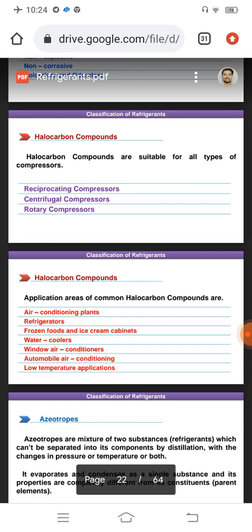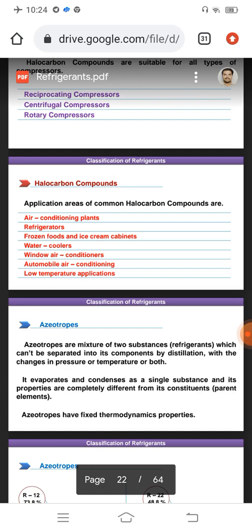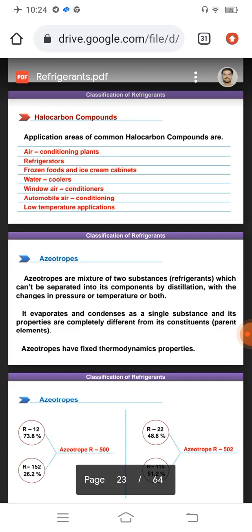And the applications, as we have discussed: air conditioning plant, refrigerator, frozen food, ice cream cabinets, water cooler, window air conditioner, and automobile air conditioner, and low temperature applications. So these are related to the halocarbon compounds. Next, secondly, we are going to discuss the azeotropes. Azeotropes means what? Azeotropic refrigerants.